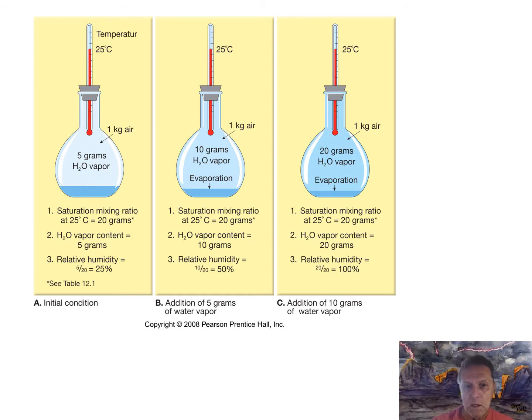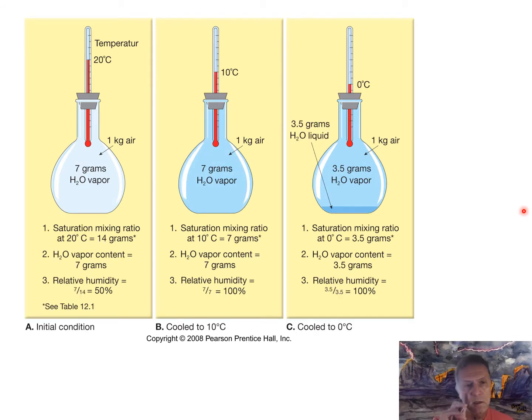Okay, let's look at the second case. Now we have temperature as a variable. We start out at 20 degrees centigrade in 1 kilogram of air. So at 20 degrees centigrade, there's 7 grams of water vapor in this flask. The saturation mixing ratio at 20 degrees centigrade is 14 grams. So right away, you know we have a relative humidity of 50%.